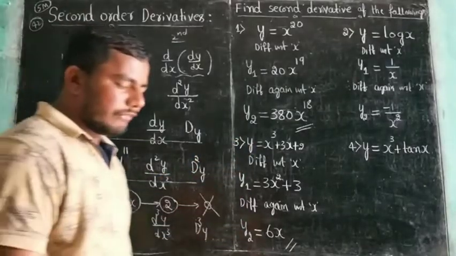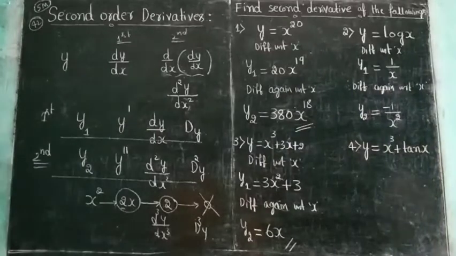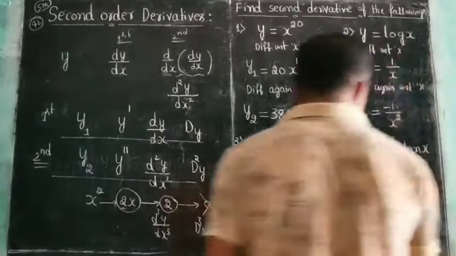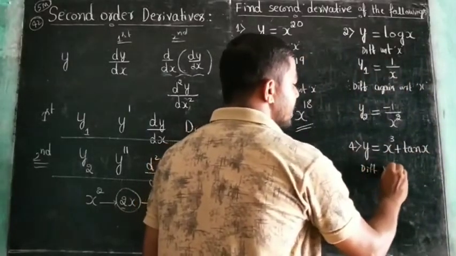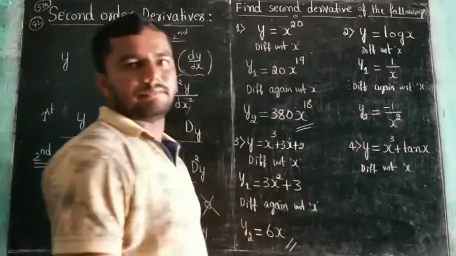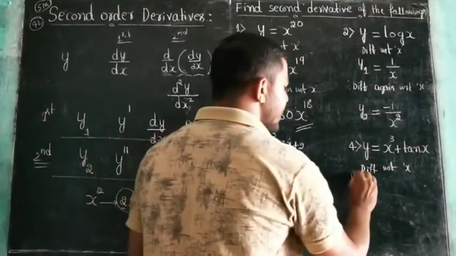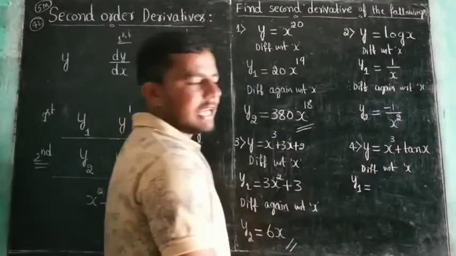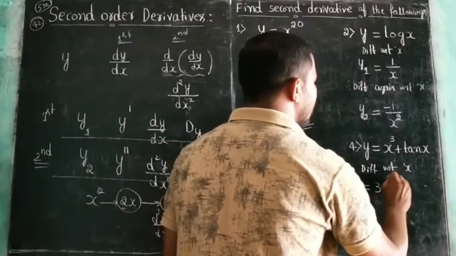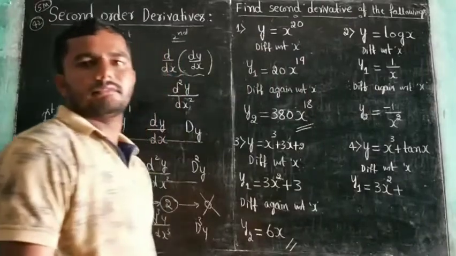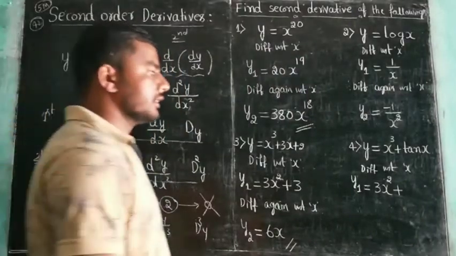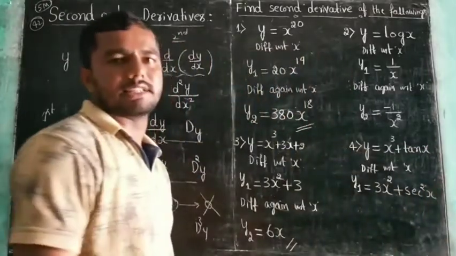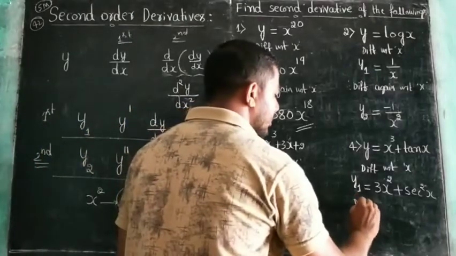Problem number 4th one. y is equal to x cube plus tan x. First, differentiate with respect to x. The derivative of y is y1 is equal to x cube. It is of the form x power n. So n into x power n minus 1 plus, what is the derivative of tan x? The derivative of tan x is secant square x. So secant square x.